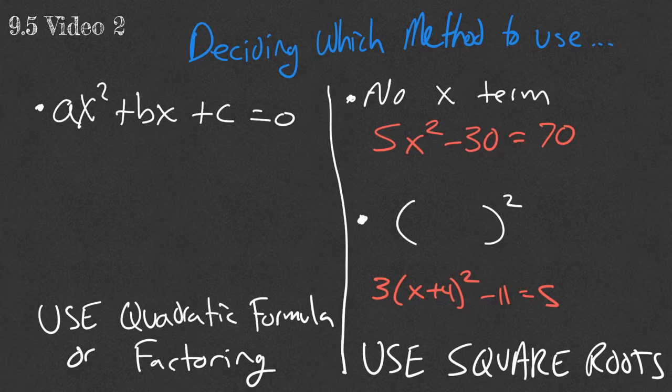If not, if it's got the x term, it's got the whole ax squared plus bx plus c equals 0, then we really have two options. We could use the quadratic formula or factoring, or if you've got your calculator, you could graph it. So an example might be x squared minus 6x plus 7 equals 0. We could solve that by using the quadratic formula or possibly by factoring.